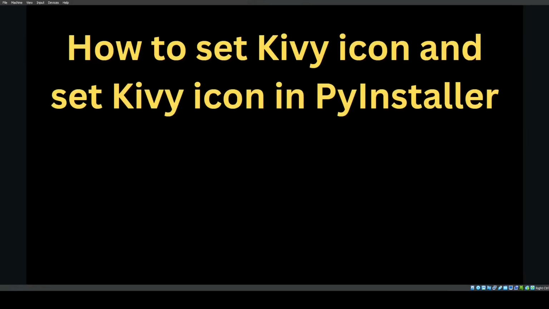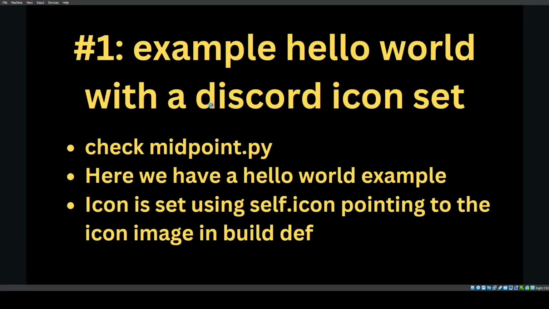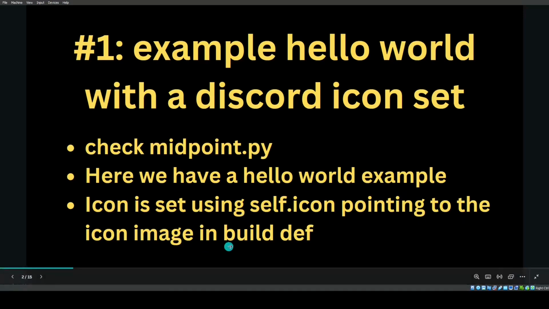Today we're going to learn how to set a Kivy icon and set a Kivy icon in PyInstaller. Now this first example is going to be a hello world example with a Discord icon set. It's going to be midpoint.py. Then here we have a hello world example, and then I will show you that you use self.icon pointing to the icon image in the build definition.